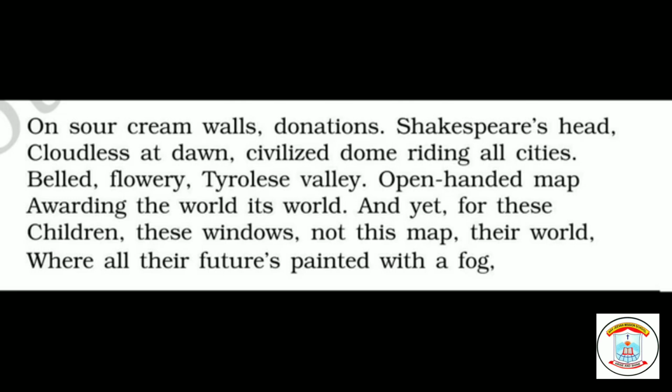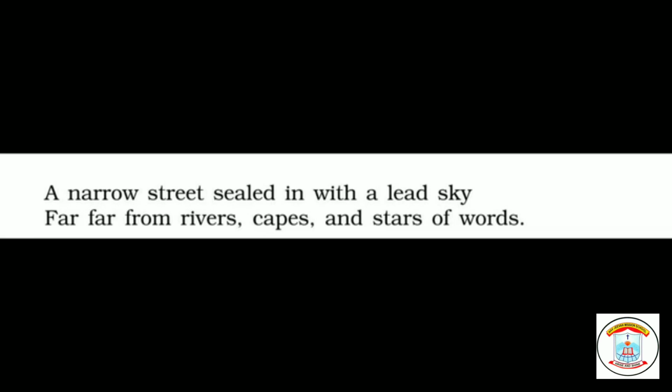The next line he says, a narrow street sealed in with a lead sky, far, far from rivers, caves, and stars of words. Poet says that these children will never reach that beautiful world. They will never become part of that world. Their life is confined or limited in the narrow street which is covered by very grey sky, which is far away from rivers, caves, and stars of words. Means their life is far away from this natural, beautiful world. Rivers, caves, stars of words. Stars of words means wisdom and knowledge. They will never get all these things in their life. Their life will end up in the foggy street.